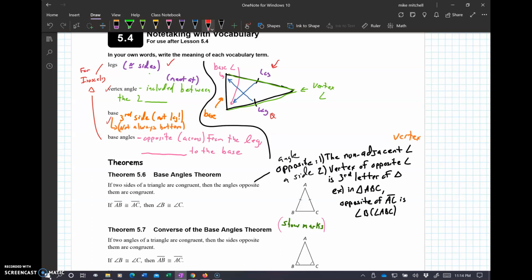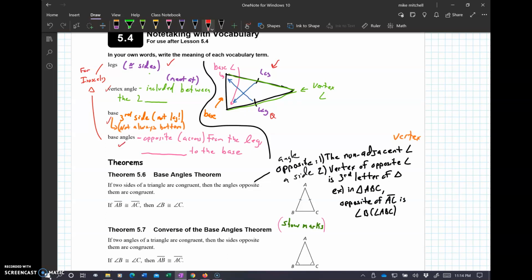It's not always the bottom. Notice in this one, our base is the left side of that there. So it doesn't have to be the bottom. It's just the third side. It's the one that's not one of the two congruent legs.